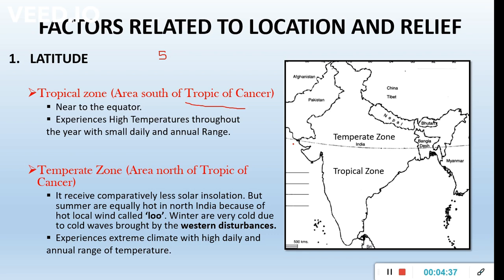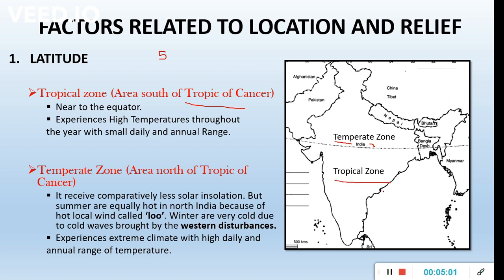Now, the area which is south of the Tropic of Cancer comes under the tropical zone. And the area which is north of the Tropic of Cancer comes under the temperate zone or subtropical zone. First, let us study the area which is south of the Tropic of Cancer.